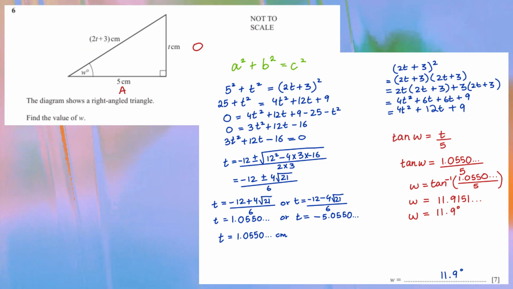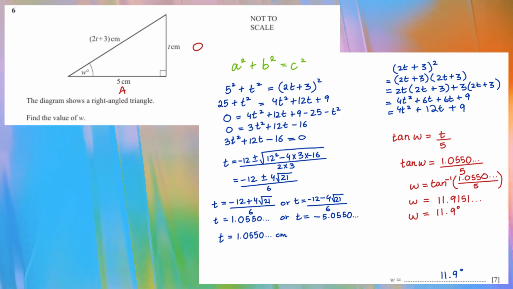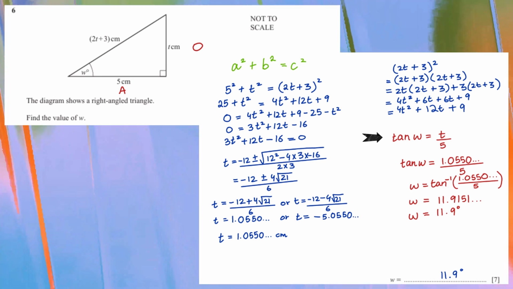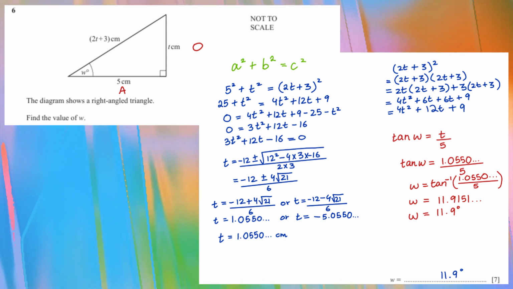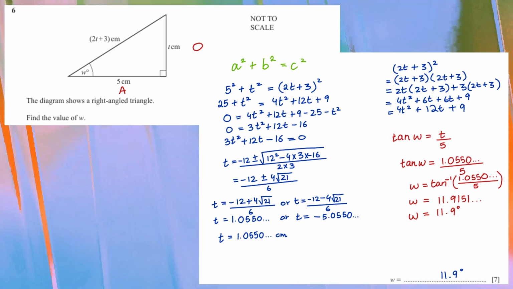Now, we know we can use the TOA trigonometry ratio to find the value of W using the opposite and adjacent sides of W degrees. This would give us tan of W equals t over 5. As you can see, we need to find the value of t in order to find the value of W. So, let's start solving by finding the value of t first.